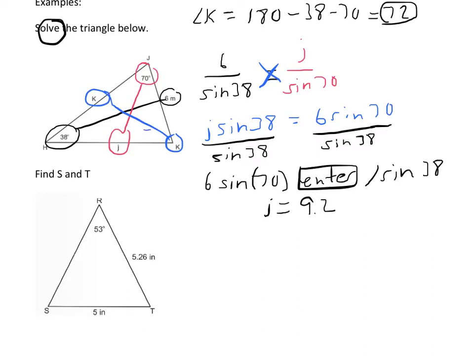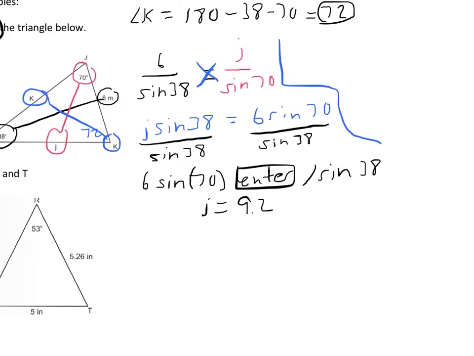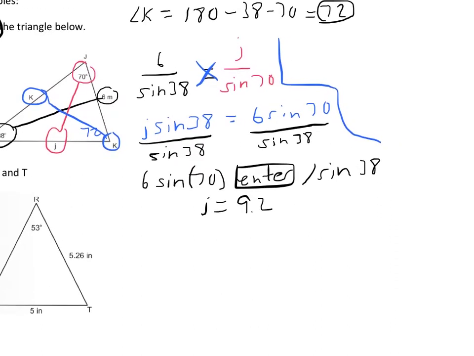I know that angle K is 72. So I'm going to make another ratio here, and it's going to read 6 over sine 38. I'm going to use that one again because that was given to me from the very original question, and I want to make sure I don't use something that I created that maybe was wrong. And then I'm going to set that equal to k, little k, which we don't know, over sine of angle K, which is 72.